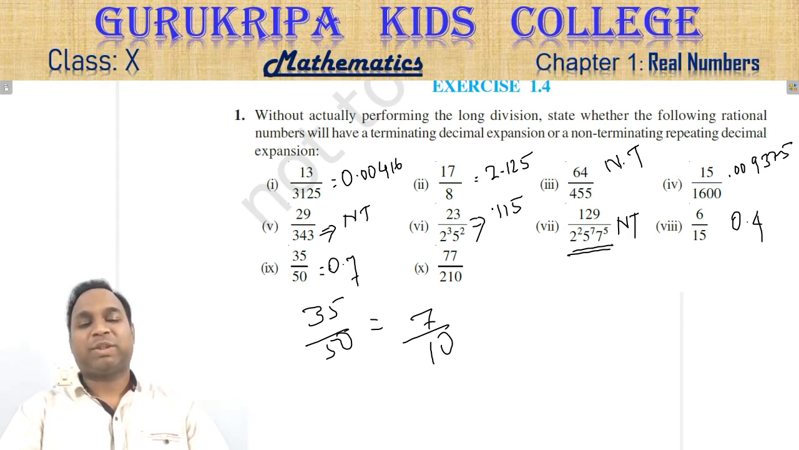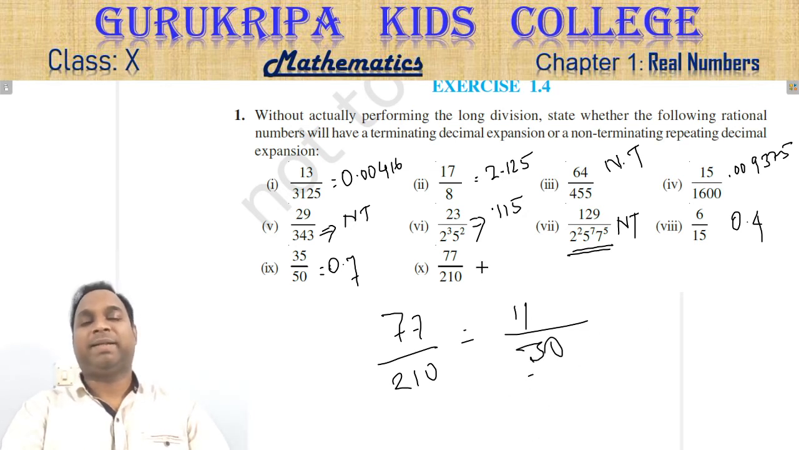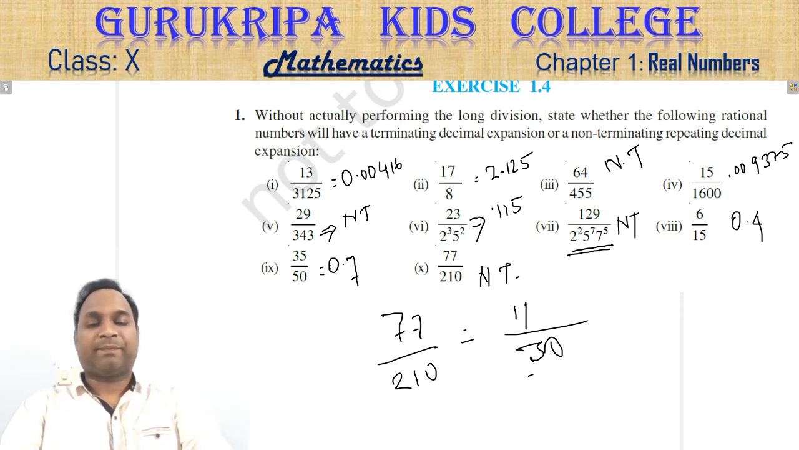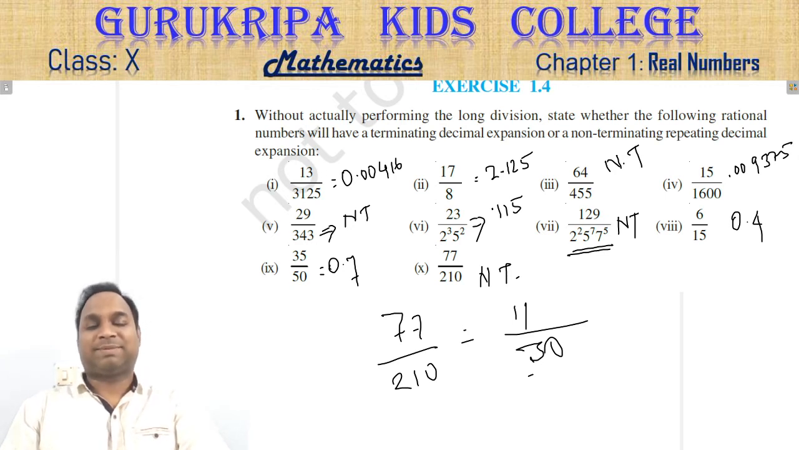And what about this last one? 77 upon 210. What will you get? Cancel out the 7. You will get 11 upon 30. So you have got a 3 in the denominator. This will be non-terminating. Okay, we have converted all the numbers.